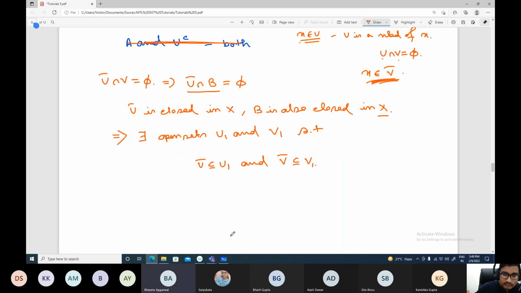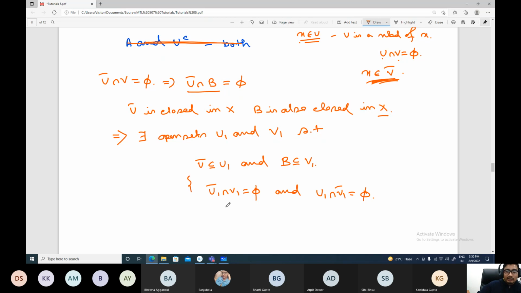So B is contained in V1, right? Yes. So consider U bar and B, right? This B is contained in V1. We also say something more: that U1 bar intersection V1 is empty, and U1 intersection V1 bar is empty, right?